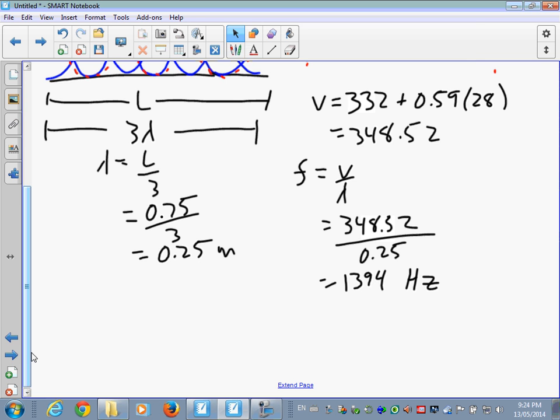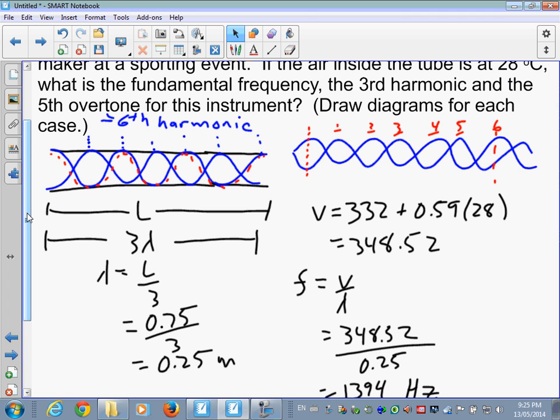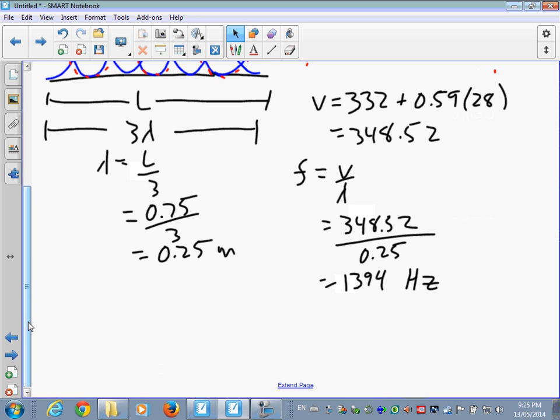So going back, actually, I think I'm going to skip, just in the interest of saving a little bit of time, the third harmonic, because really, if you can do the sixth harmonic, you can do the third harmonic. If I would ask this on a test, one of the reasons I would do this is just to see whether you understood that the fifth overtone is the sixth harmonic. The fundamental frequency, on the other hand, is probably worth doing. You may guess that it should be a sixth of that, and we'll see if a sixth of 1394, we'll see if we actually get that.